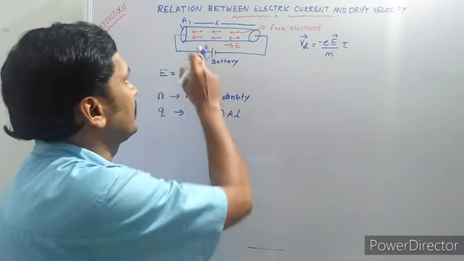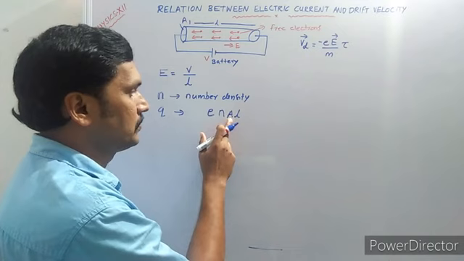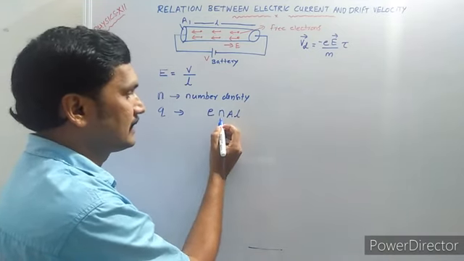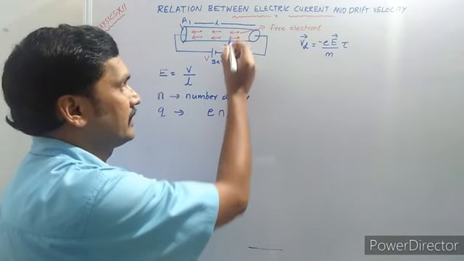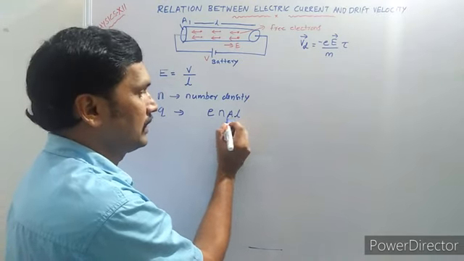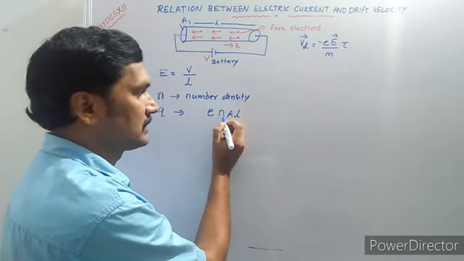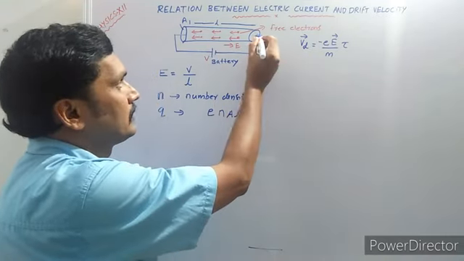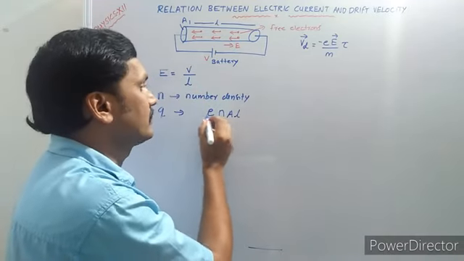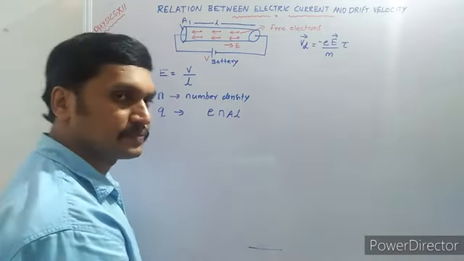The total charge on a conductor of length L can be written as e into n into A into L. e is the charge of one electron, n is the number density of electron on this conductor, A is the area of cross section and L is the length. A into L stands for the volume of the conductor. Volume into number density gives the total number of electrons on this conductor, and into the magnitude of charge, this gives the total charge on this conductor. Let us say it is Q.